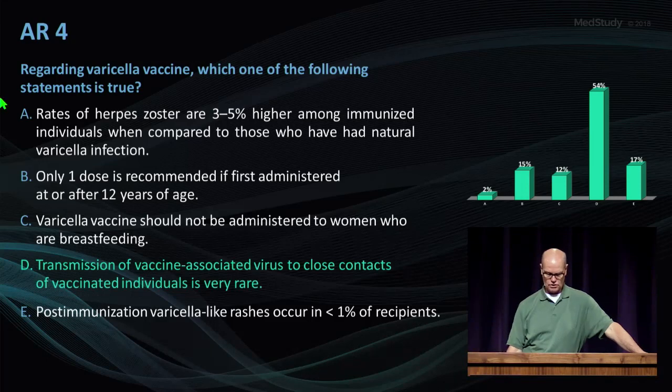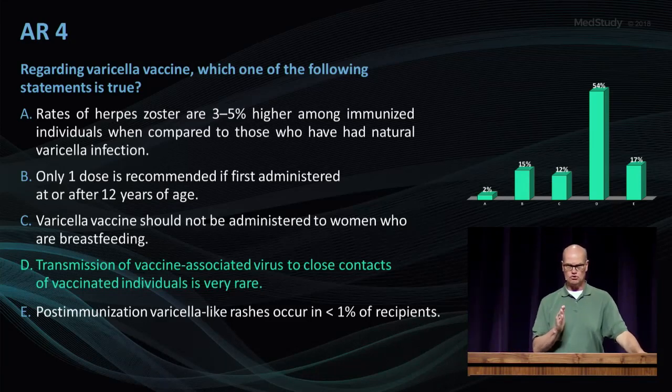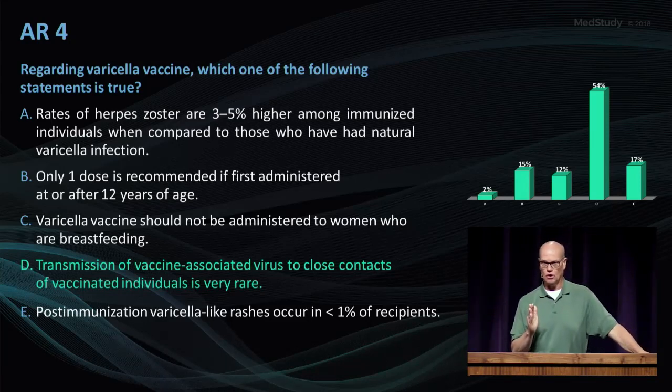Okay, so let's go through these. This is the correct answer. So the rates of herpes zoster are the same among immunized and non-immunized individuals who had natural infection. Over 12 years of age, 2 doses are still recommended. You have to wait 3 months between dose 1 and dose 2 if you're under 12, but wait only 1 month between dose 1 and dose 2 if you're over 12.